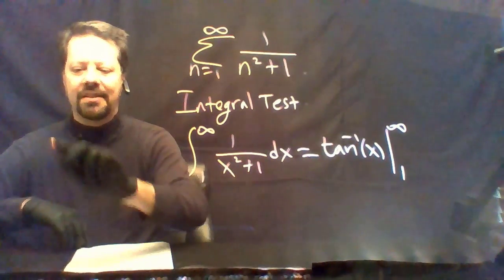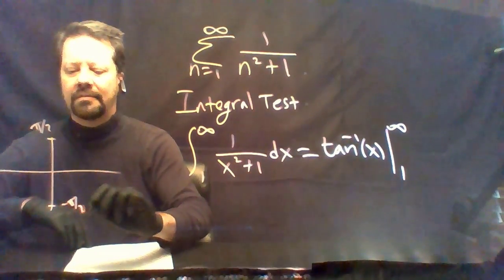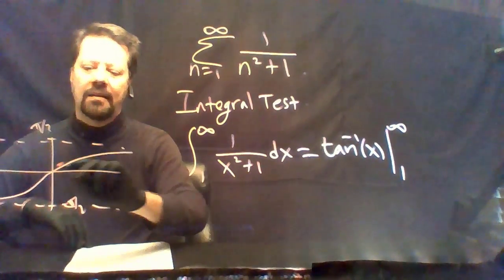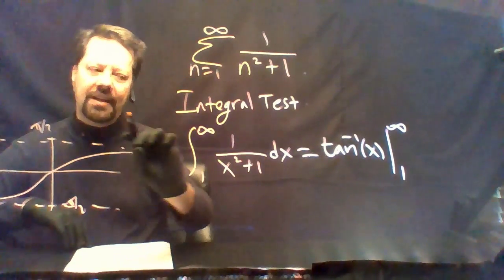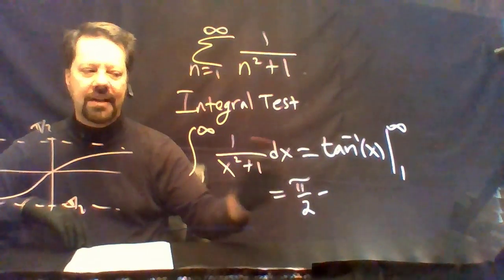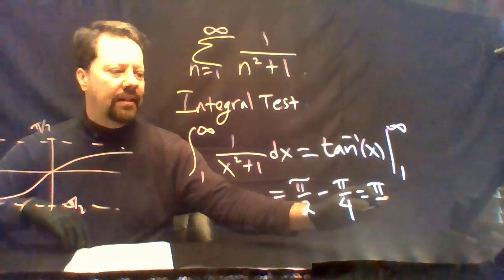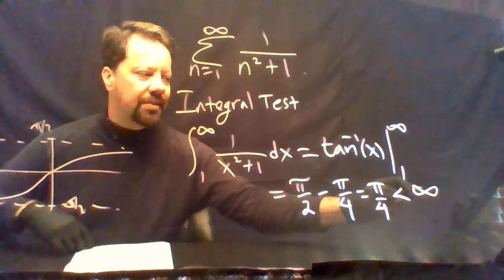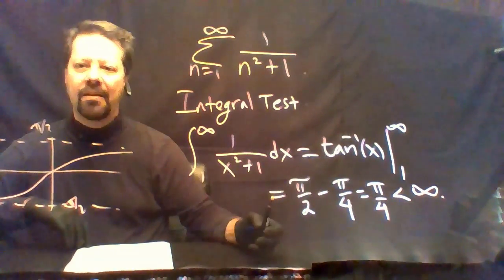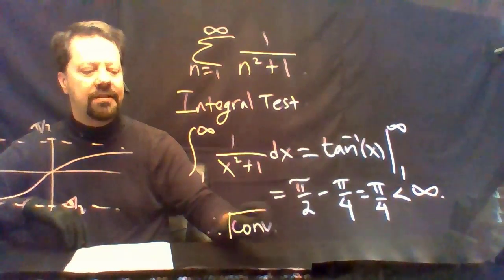Now, inverse tangent is like a tangent curve on its side. As x tends to infinity, the inverse tangent tends to pi over 2. And inverse tangent of 1 is pi over 4. Yeah, it's pi over 4. That doesn't matter. What matters is that you get a finite value, which means that the improper integral converged. Both converge or both diverge. Therefore, the series converges.